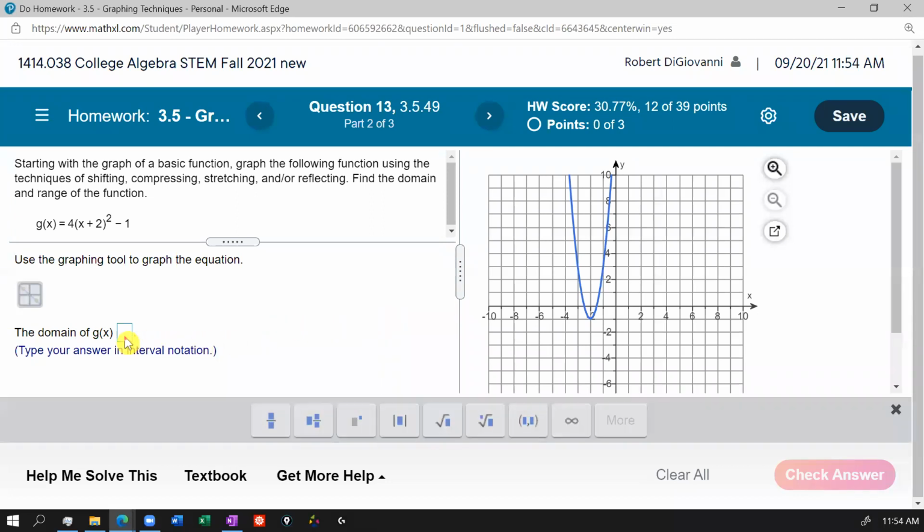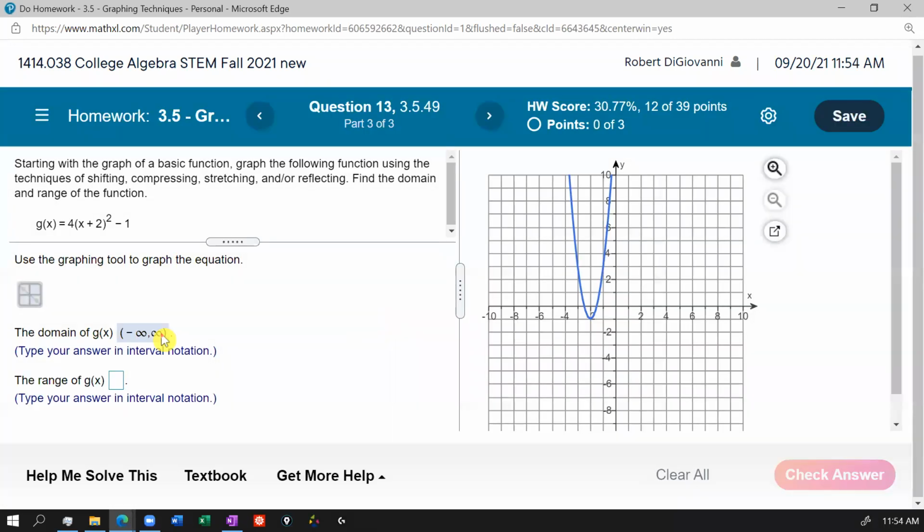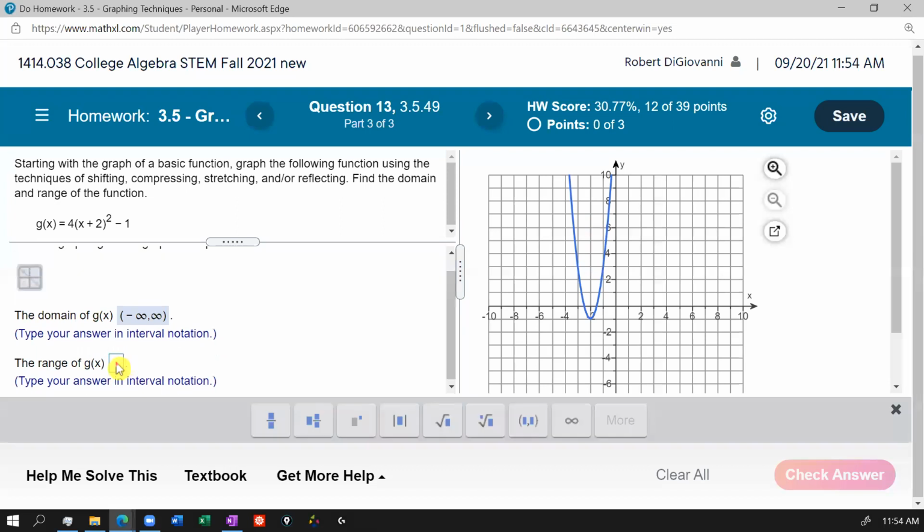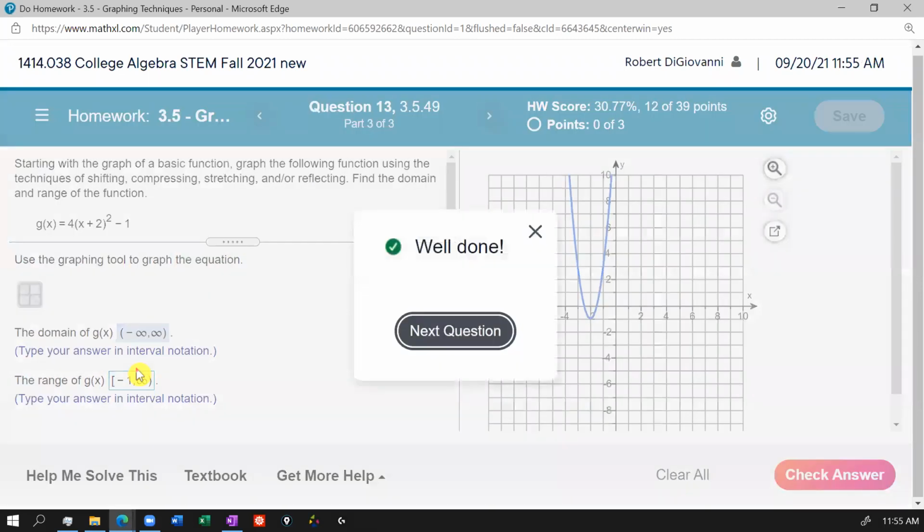But what's the domain? Domain is everything because it's a parabola. So negative infinity, comma, infinity. The range goes from -1 up to infinity. So bracket -1 because it does take on the value of -1. -1 to infinity.